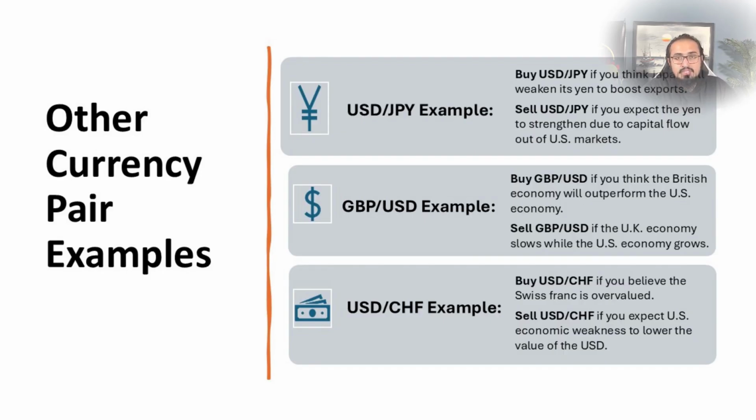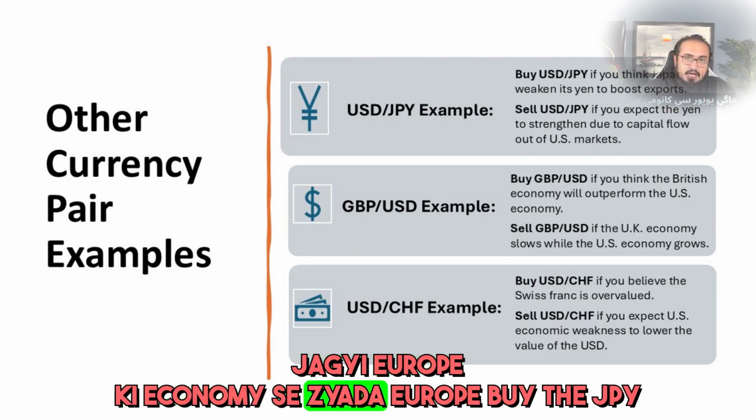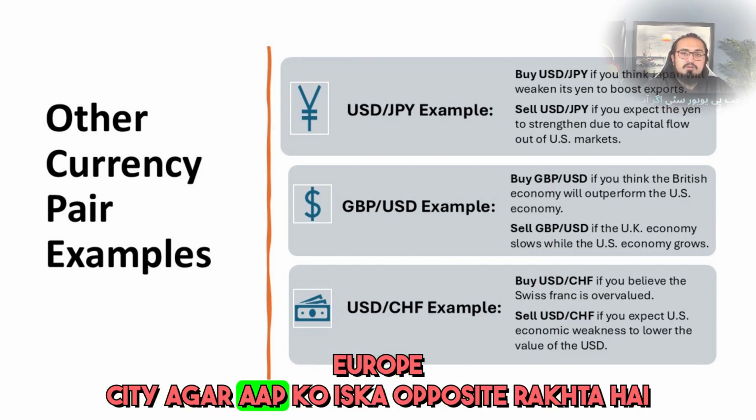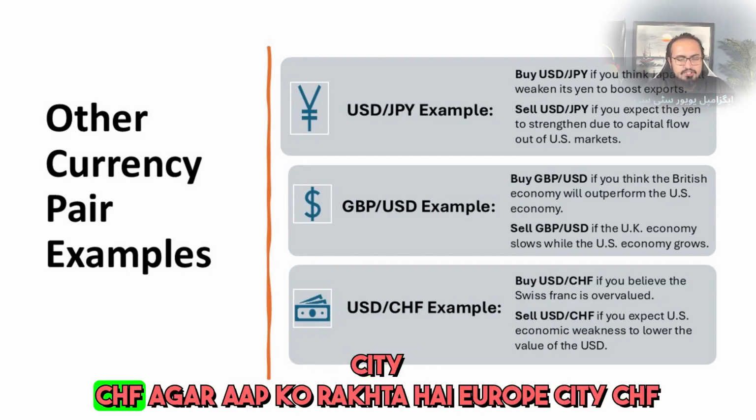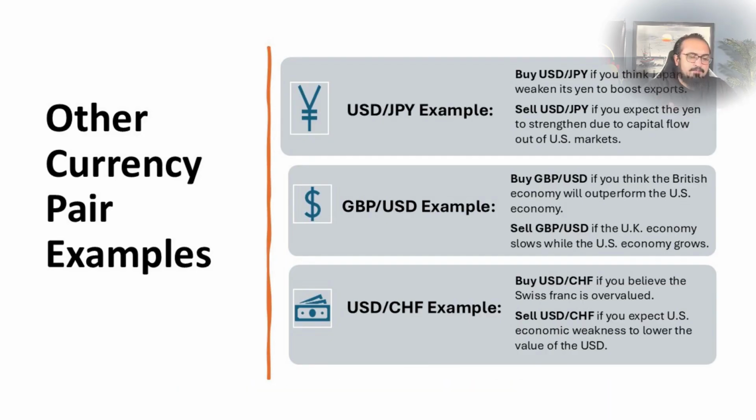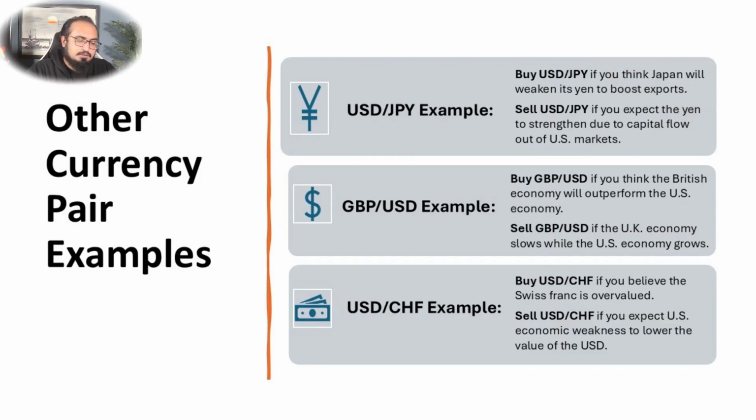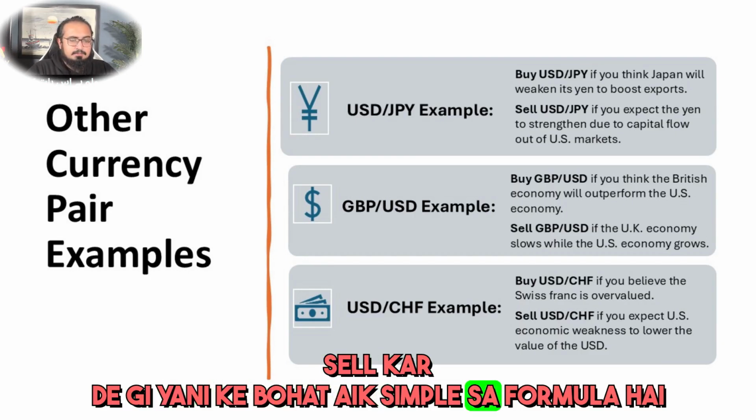Similarly, if you think the British economy will become stronger than the US economy, you will buy GBP/USD. And if you think the opposite, sell it. For example, USD/CHF. If you think the US dollar will gain value over the Swiss franc, you will buy USD/CHF because your base currency is USD and the quote currency is CHF. And if you think the US economy is weakening, you will sell USD/CHF. So there is a simple formula to understand this.